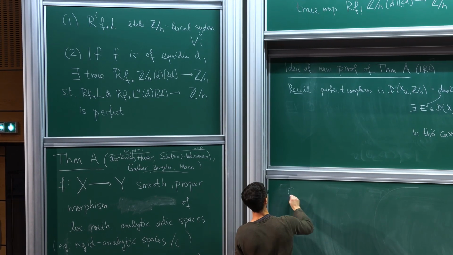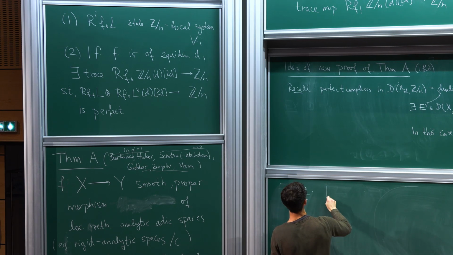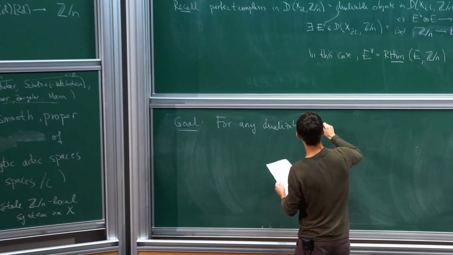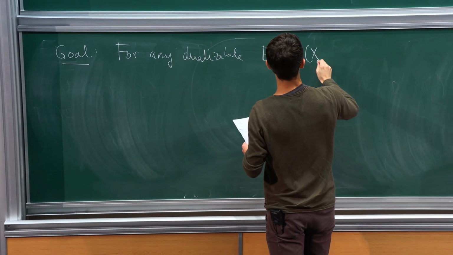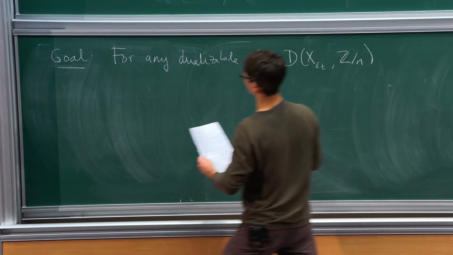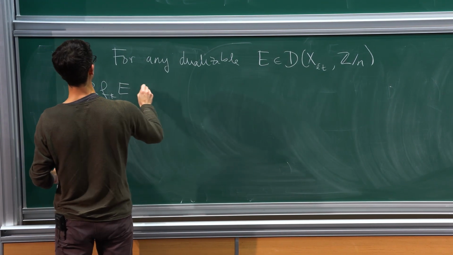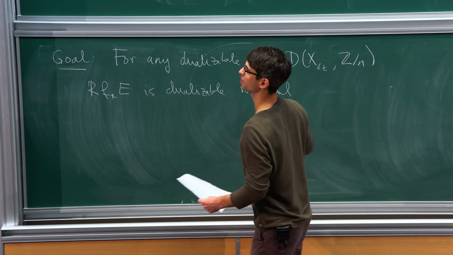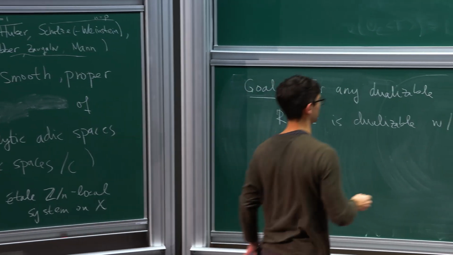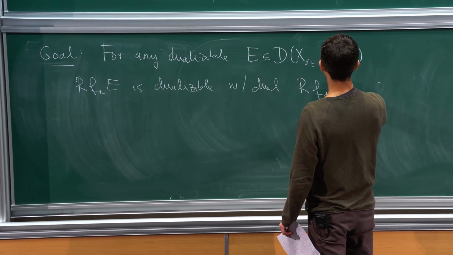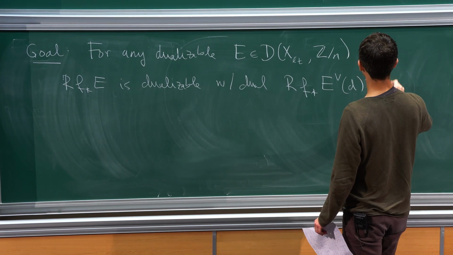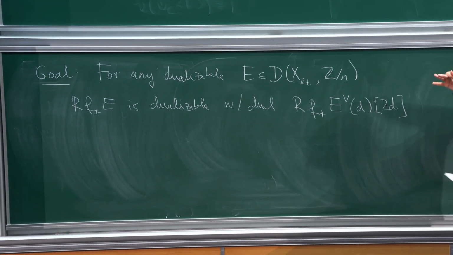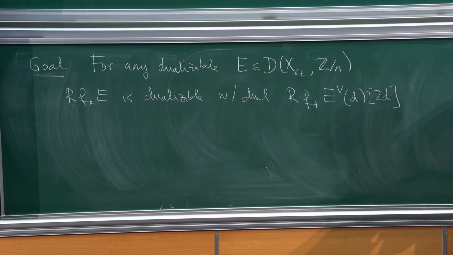So the goal is to show that for any dualizable complex E, the higher direct image is again dualizable. And the dual is exactly given by this other complex over here. Okay, and let me maybe just say, dualizable means that there are these evaluation and co-evaluation maps. So let me just tell you what they are.